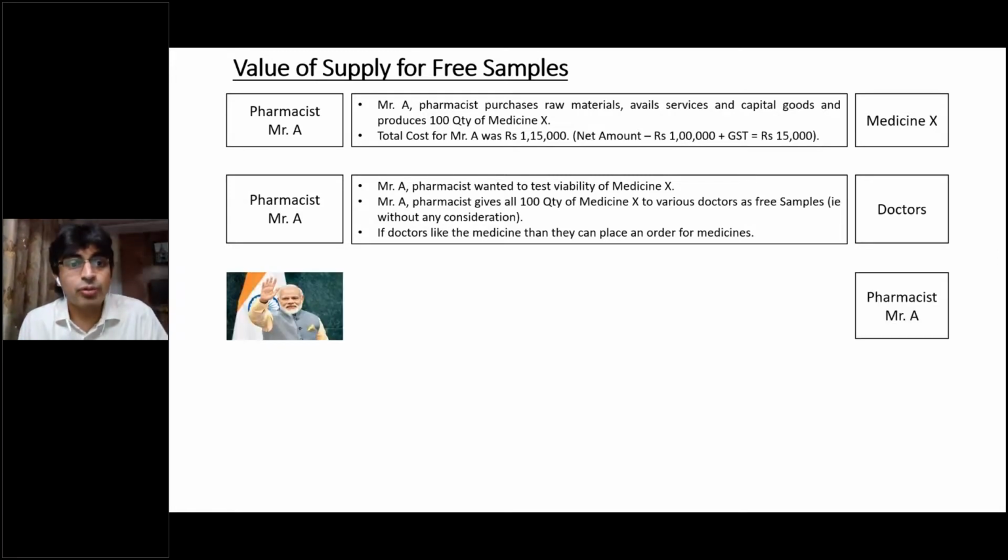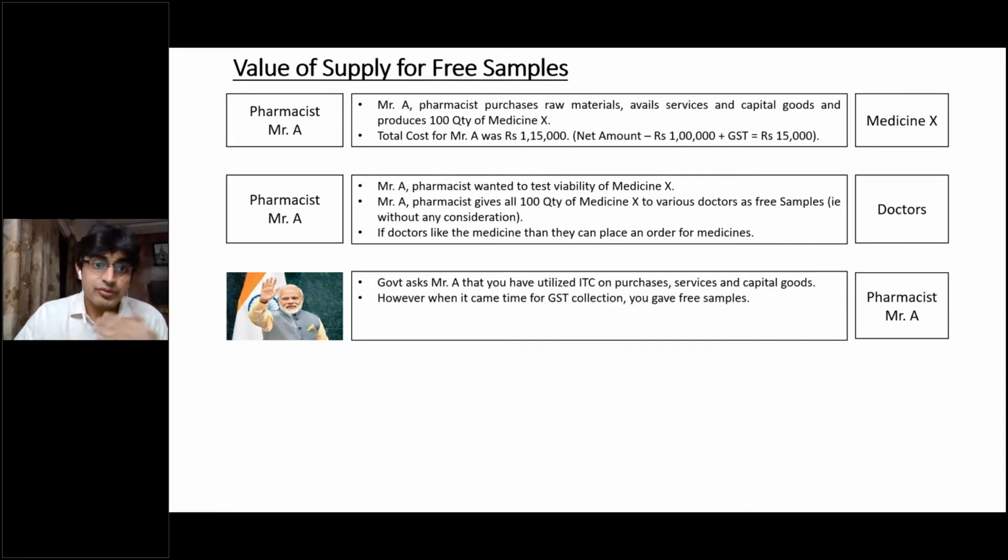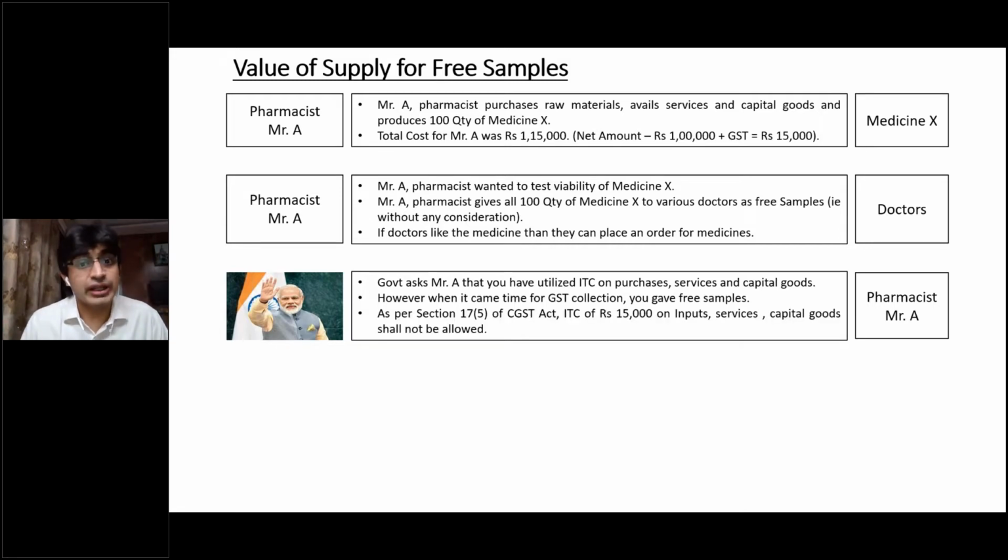Now government said, boss, what are you doing? Government asked pharmacist A, boss, what are you doing? You have utilized ITC of 15,000 on purchase, service and capital goods. लेकिन जब GST सेल कलेक्शन करने का टाइम आया, you give it as free samples. As per section, जो हम लोग इनपुट टैक्स क्रेडिट चैप्टर पढ़ेंगे, ITC of 15,000 on input, service and capital goods is not allowed. Say this is not a free supply. There is difference. This is free samples.